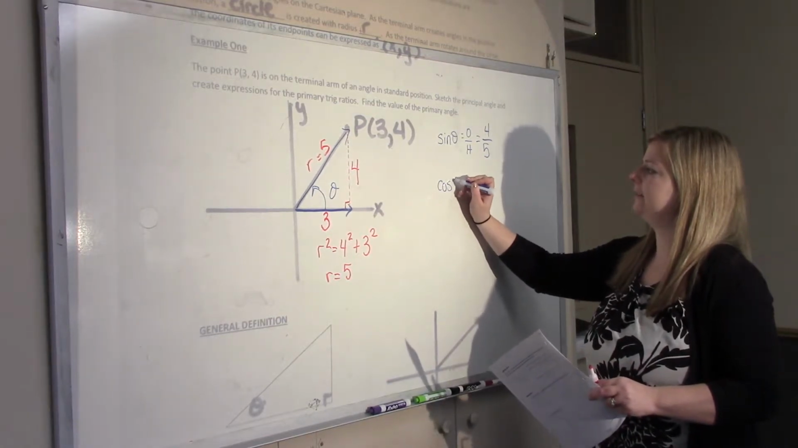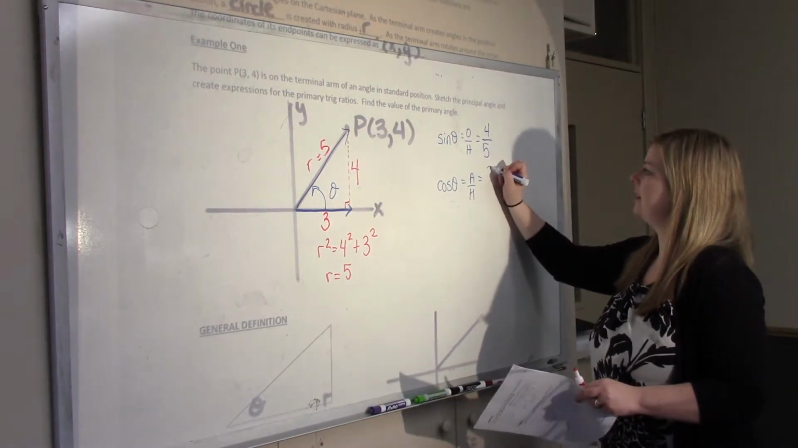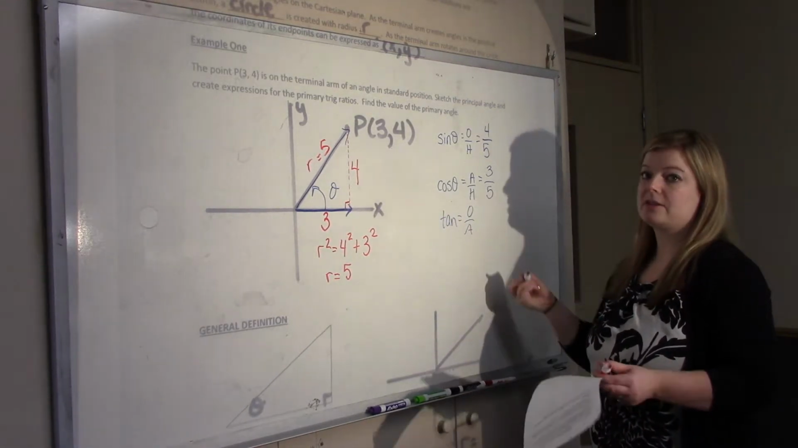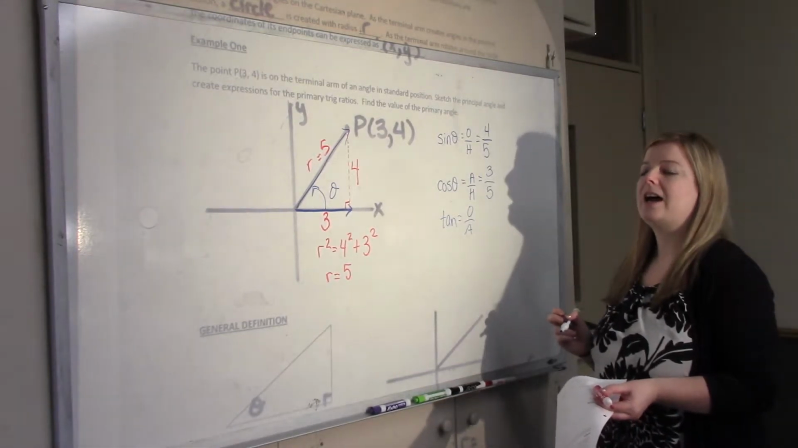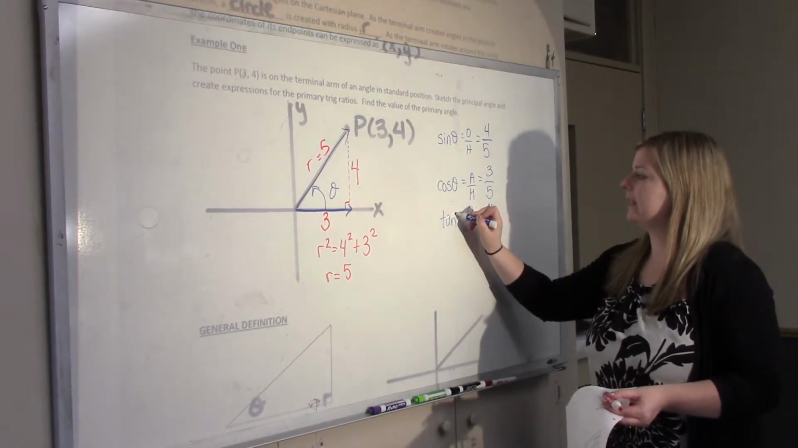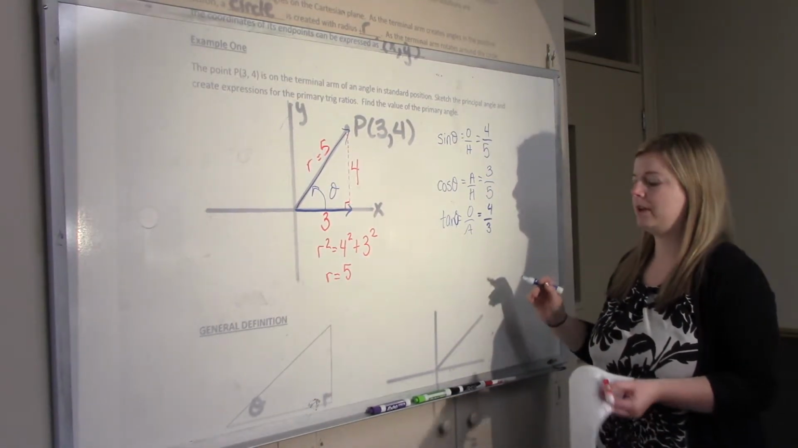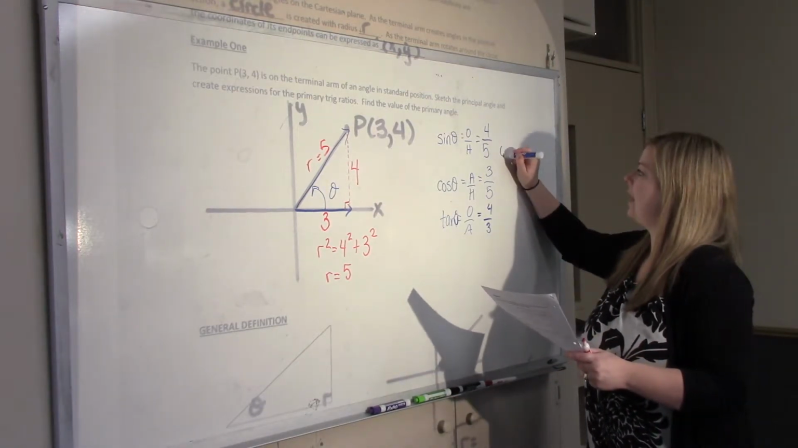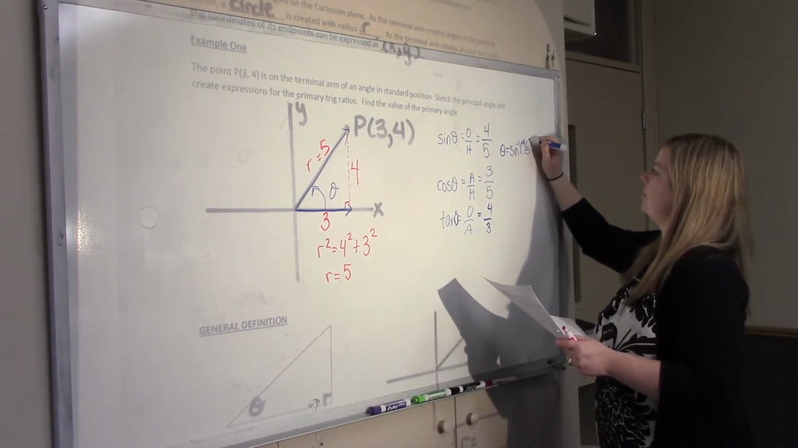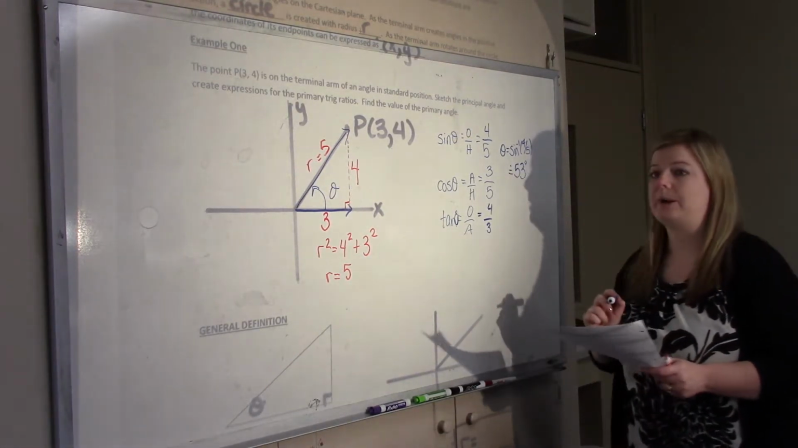Okay, so for cos theta, cos is adjacent over hypotenuse, so our adjacent length is 3, and our hypotenuse is 5. For tan, it's opposite over adjacent, TOA. Adjacent, I said adjacent. And so our opposite is 4, and our adjacent is 3. Now to solve for theta, we take the inverse of any of these trig ratios. So you can choose sine, cos, or tan. So I'll just choose sine. So theta is the inverse sine of 4 over 5, and you put that into your calculator, and you get about 53 degrees. So there you have it.